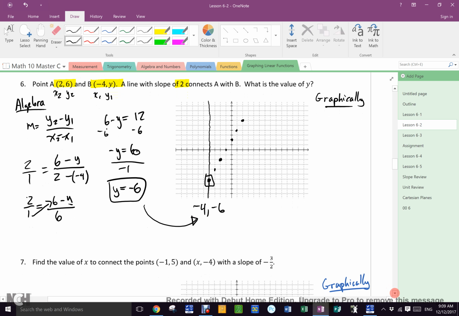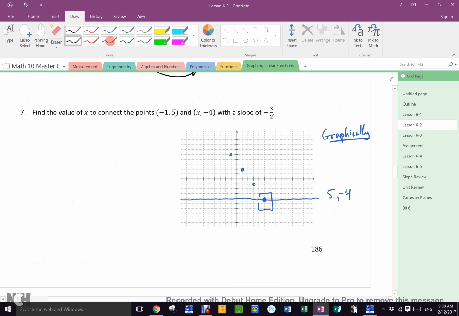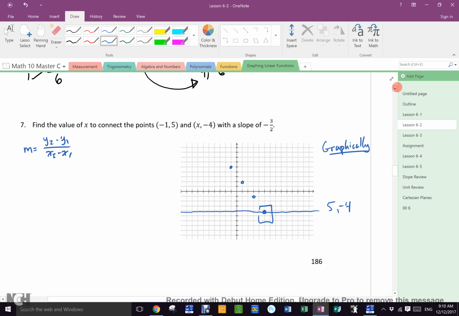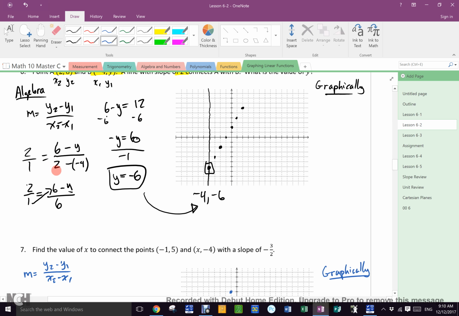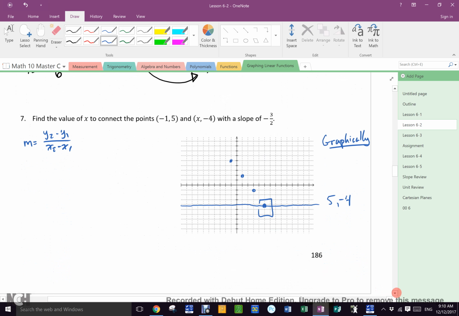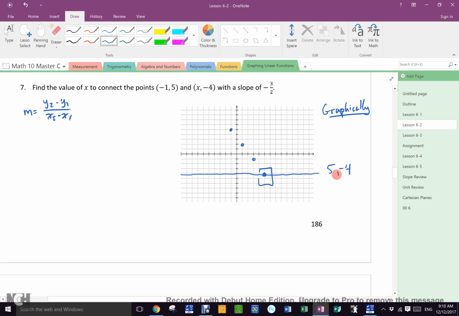Great. Let's do the second one on your own, or talk to your neighbor. Remember, m equals y2 minus y1 over x2 minus x1. See if you can take this and do this. But you already know the answer anyway. So what goes in for m? I'm not going to write it down yet.